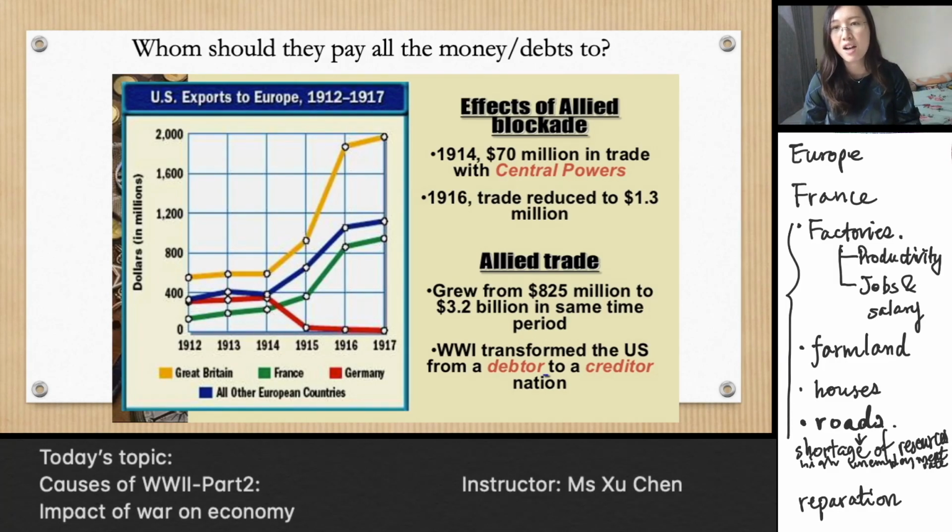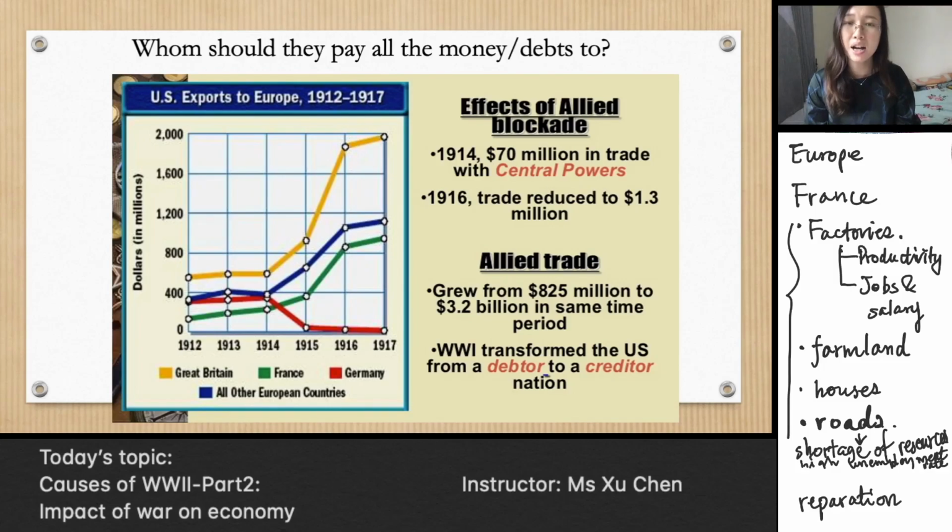You can see from this graph, U.S. exports to Europe from 1912 to 1917, and you can see it starts from 1914 actually. Great Britain, all other European countries, and also France, they keep importing resources from the US, and they also borrow money from the US. So at the same time, you need to see that the First World War transformed the US from a debtor to a creditor nation.